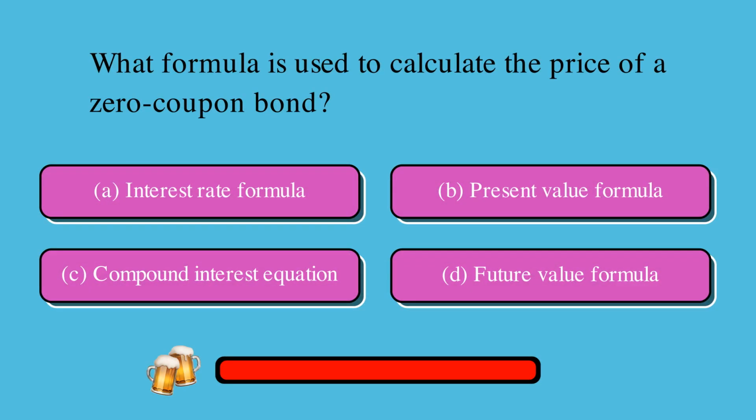What formula is used to calculate the price of a zero coupon bond? Is it A, interest rate formula, B, present value formula, C, compound interest equation, or D, future value formula?